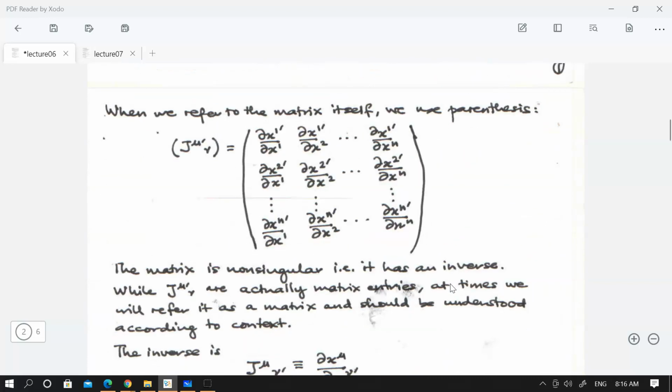So here is the Jacobian matrix. It's a matrix of partial derivatives of one coordinate system over the other. Normally, if we really want to emphasize that we want to present the Jacobian matrix itself, then we put parentheses.